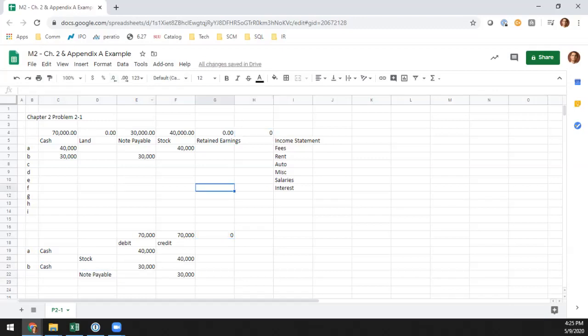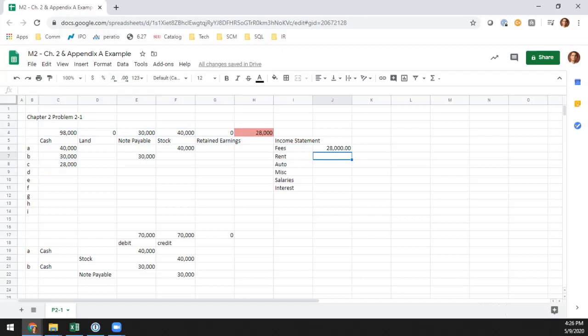Okay. Letter C, received cash from fees earned. So we got cash again, and in this case, it's from fees earned. Now, fees earned do not go on our balance sheet. Fees earned go on our income statement. So we're going to put our fees right there.